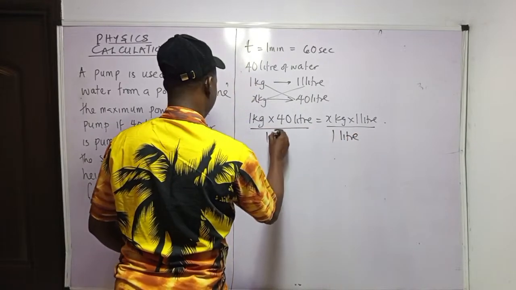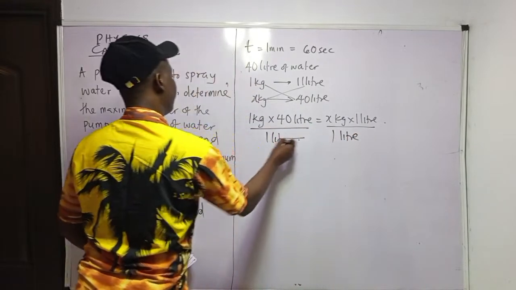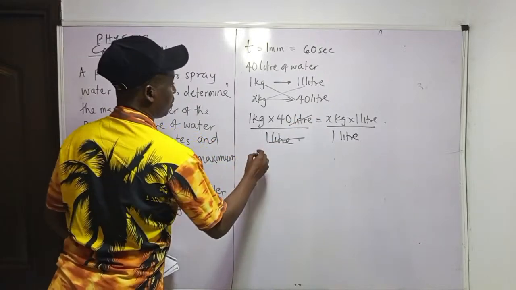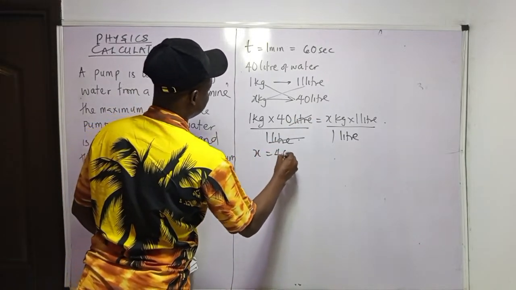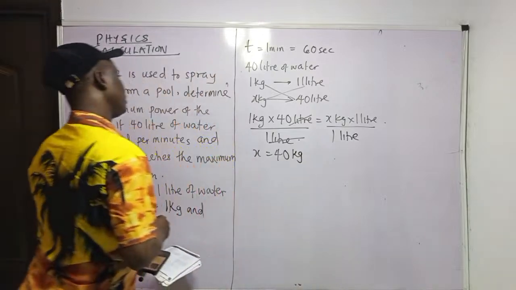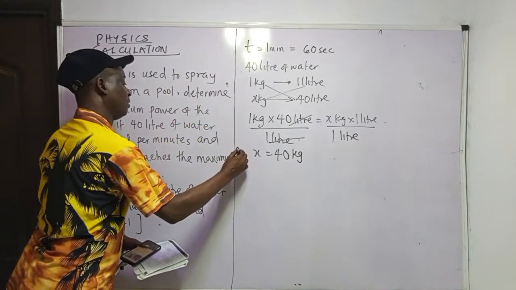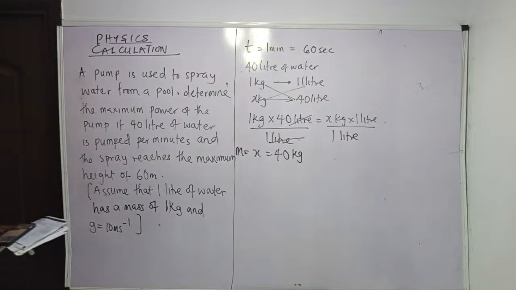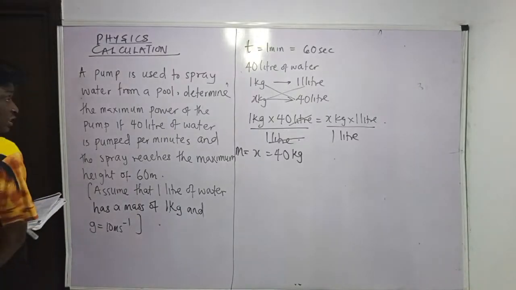1 liter. And what I want to have, this one cancels this one. So I want to have it as what? 40 kg. So the mass is now 40 kg. Mass of the water in kilogram is 40 kg.